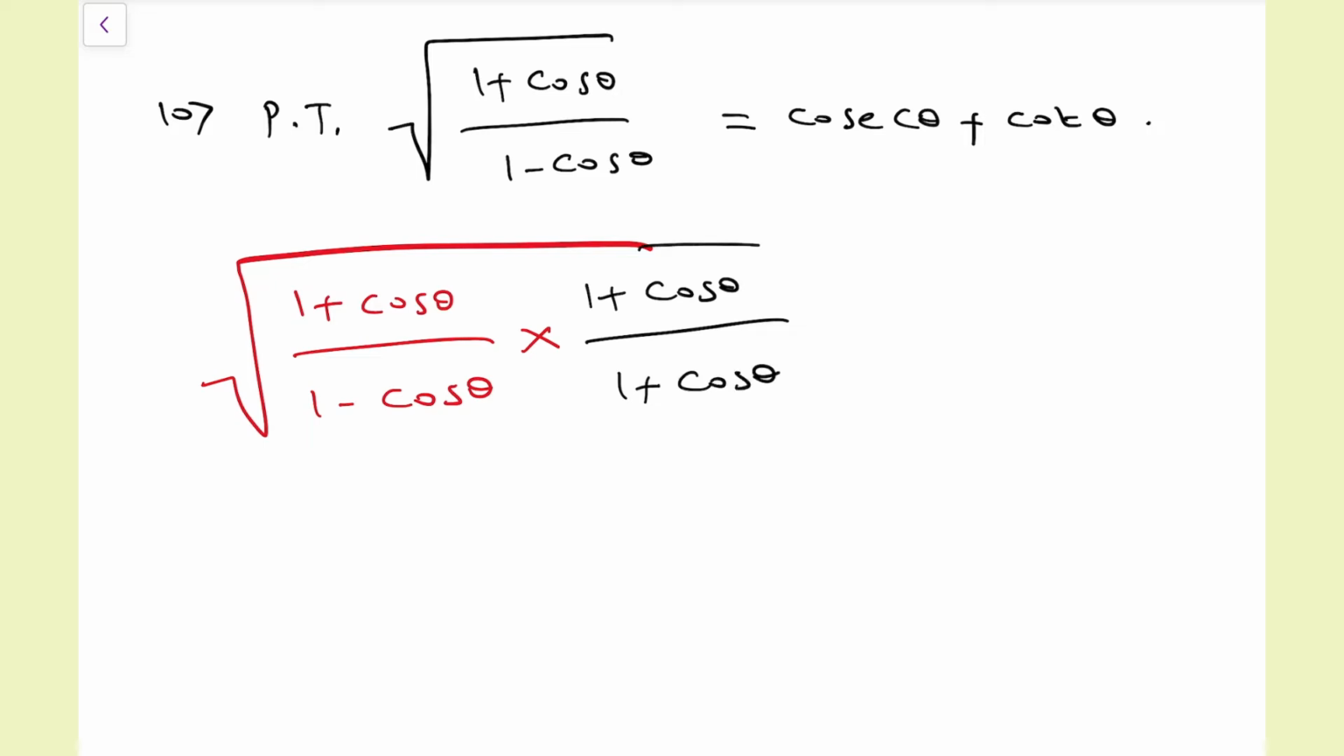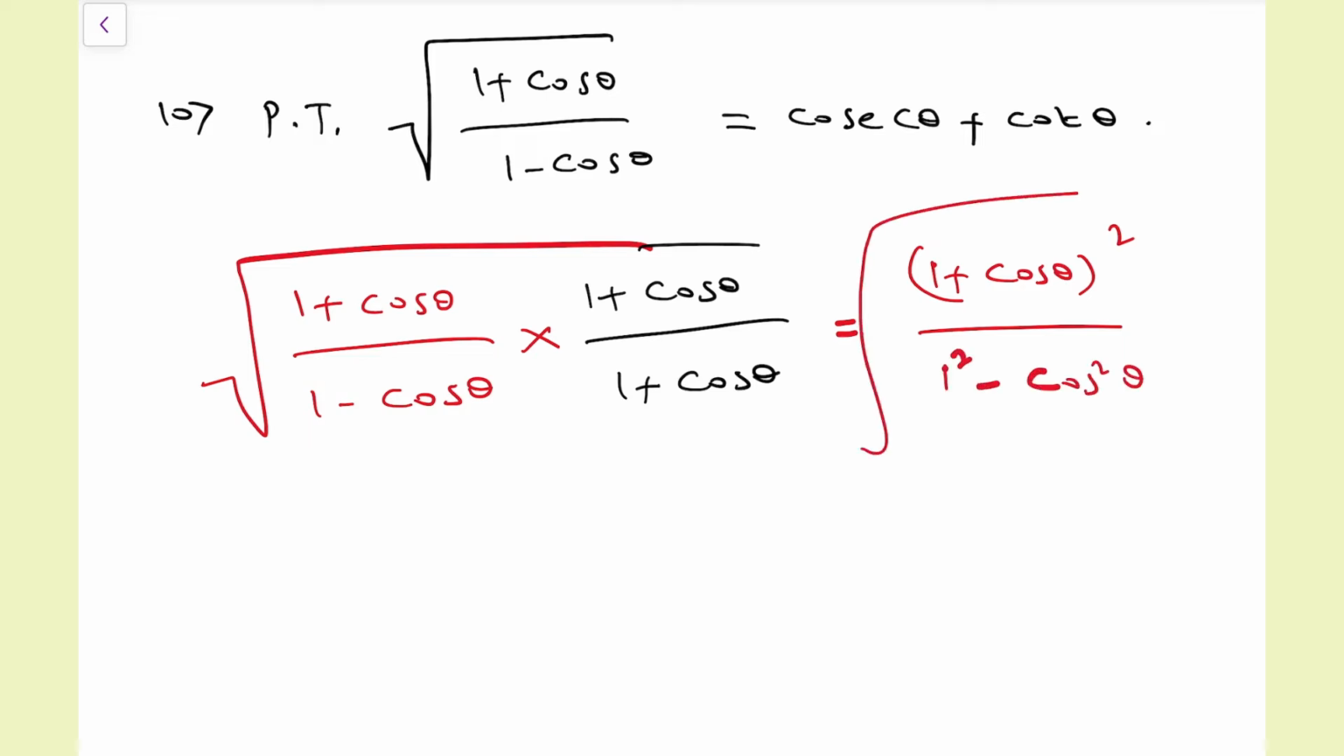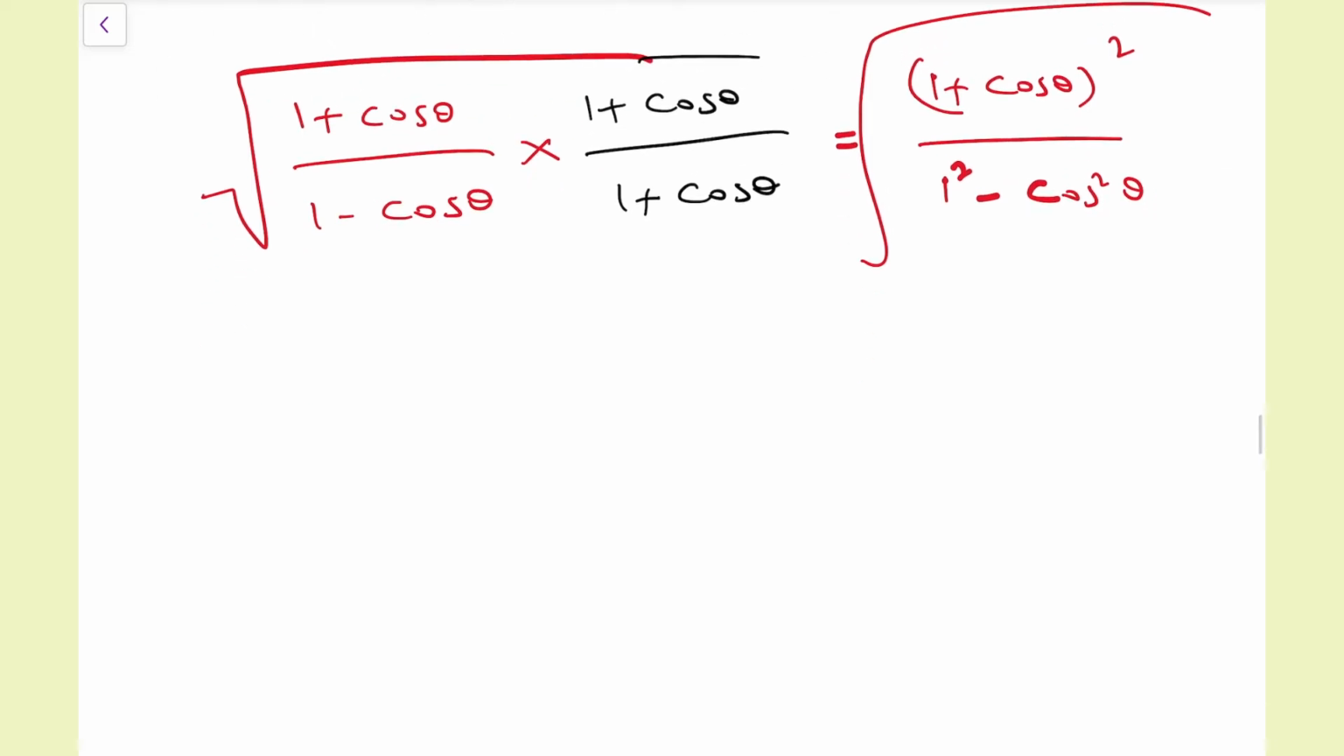Now in the numerator, 1 plus cos theta into 1 plus cos theta is (1 plus cos theta) whole square. In the denominator we always have the a square minus b square formula: a minus b into a plus b is a square minus b square. So 1 minus cos theta into 1 plus cos theta can be written as 1 square minus cos square theta. Numerator I'll keep as it is, that is (1 plus cos theta) whole square, divided by, here 1 square is nothing but 1, so 1 minus cos square theta is sin square theta.